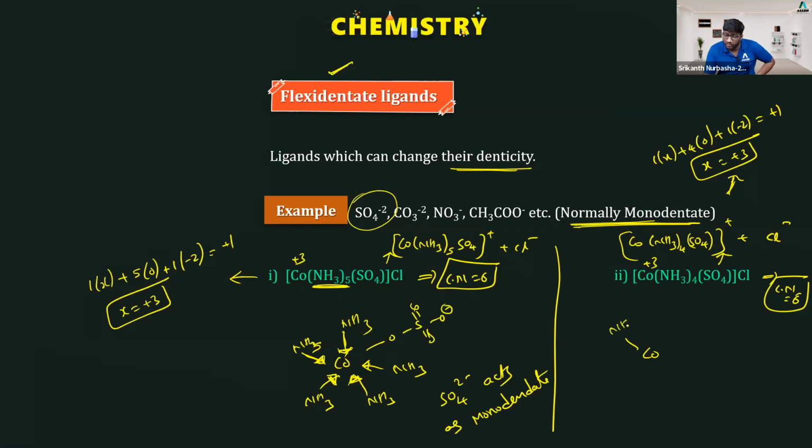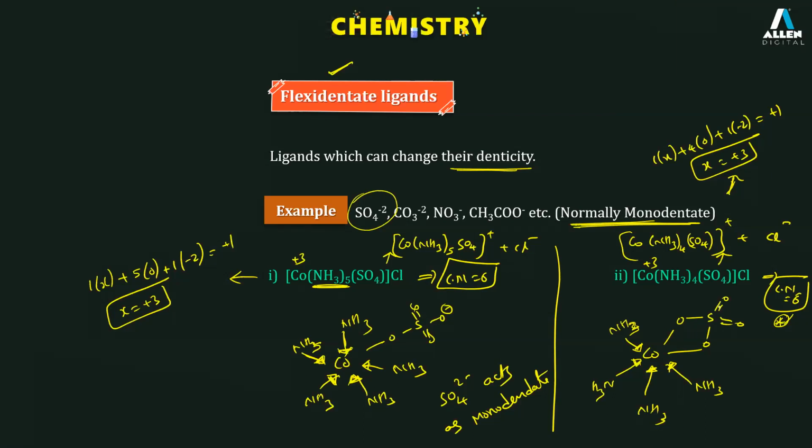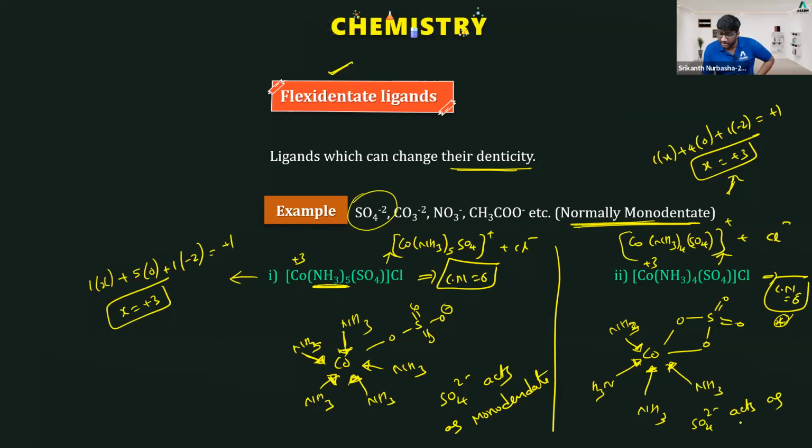Cobalt is coordinated with how many ammonia? 4 ammonia, and only one sulfate. The coordination number has to be 6, but only one sulfate is there. So in this particular complex, is sulfate acting as a monodentate or a bidentate? Understand this carefully, students. Coordination number 6 means you should have 6 coordinate bonds. 4 coordinate bonds are already obtained from nitrogens. So you should have 2 more bonds. Those 2 bonds are obtained from sulfate, so it acts as bidentate.